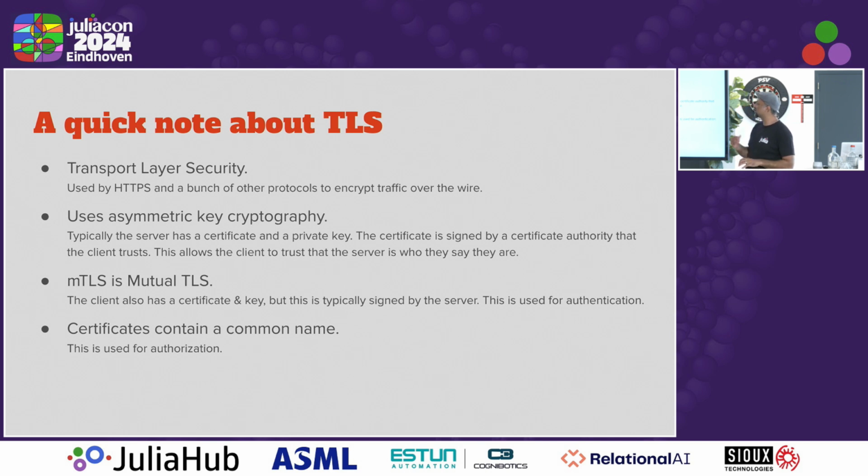Mutual TLS takes that a little step further. So the client also has its own certificate, and typically that certificate is signed by the server. So let's say we have a database server that's responding over REST, and whenever we have a client that needs to connect to that, we will create a certificate signing request and send it to the server. The server will sign it and send us back that signed certificate. So there's a secure way of exchanging certificates without revealing your own private key.